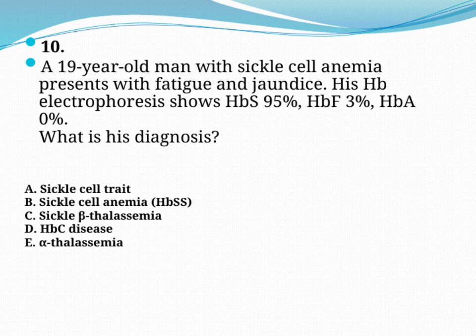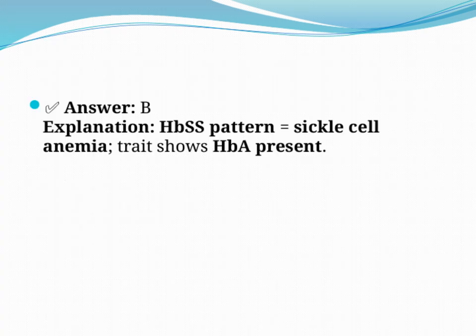This case highlights how electrophoresis results directly inform us about the hemoglobin types present and help us diagnose specific hemoglobinopathies. Remember, understanding these patterns is crucial for accurate diagnosis and management of these conditions. Let's look at this example. The correct answer here is B when we see the HbSS pattern. That indicates sickle cell anemia, which is the homozygous form.